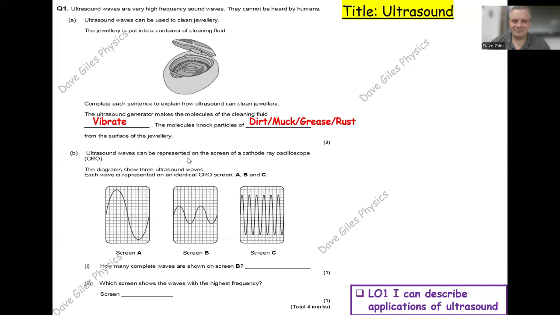Okay, then ultrasound waves can be represented on the screen of a cathode ray oscilloscope. The diagram shows 3 ultrasound waves. Each wave is represented on an identical screen, A, B, and C. How many complete waves are shown in B? So it starts here, goes up, comes down, goes back up, that's 1. Goes down, comes back up, that's 2. And which screen shows the waves with the highest frequency? That's the one with the most waves. So that would be screen C. Okay, so that's a fairly simple GCSE question from the UK.